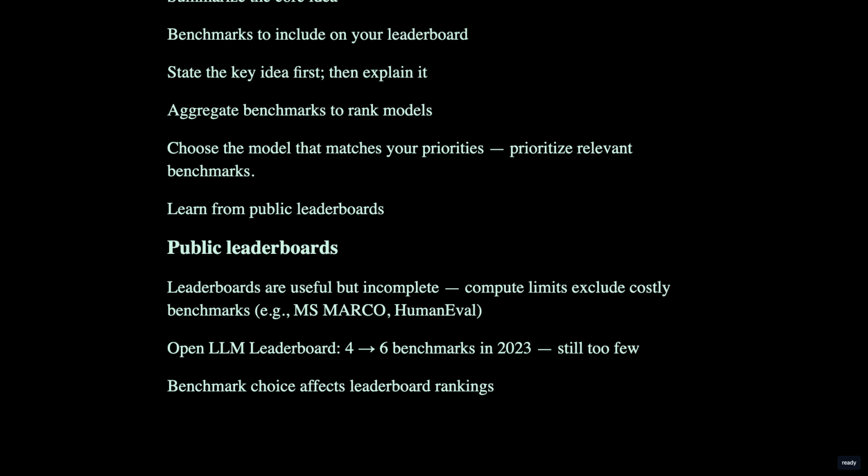Leaderboard creators usually pick benchmarks carefully, but their selection process is often opaque. Different leaderboards choose different benchmarks, and they sometimes change those choices, which makes comparing rankings across leaderboards difficult. For example, in late 2023, Hugging Face updated its Open LLM Leaderboard to rank models by the average across 6 benchmarks, a methodological change that can noticeably shift model orderings.